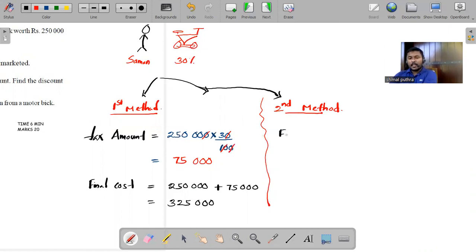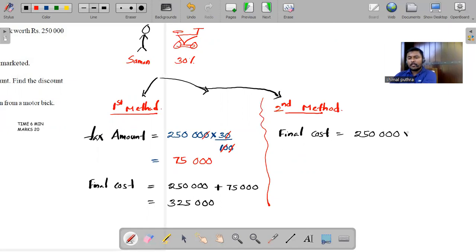Within one step, we can find the final cost. How? Because he paid 2,50,000 already, then he paid 30%. I told you in the previous video, imagine if there is 100 rupees, he has to pay 30 rupees as tax amount. That means the final cost of that bicycle was 130%. So the valuation was 2,50,000.